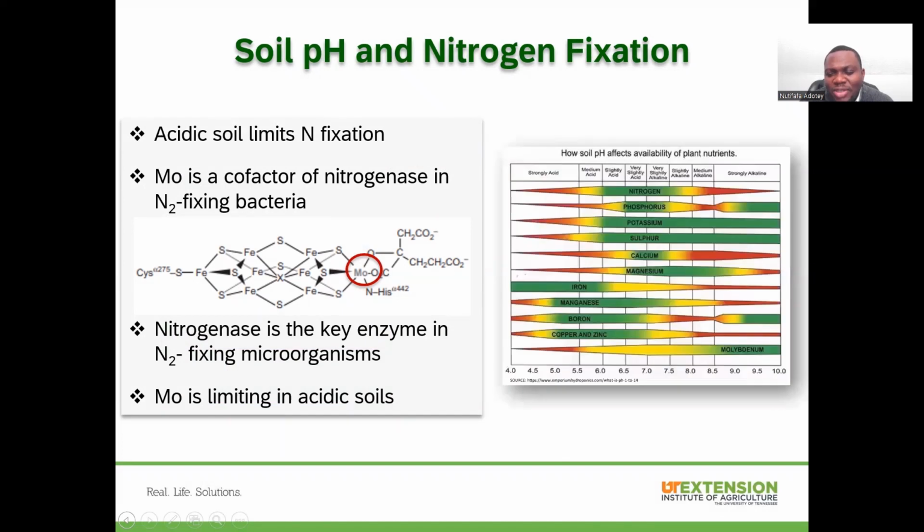And when we go back to this chart here, we look at the lower chart, we realize that at low pH, even at pHs of 7, you start seeing molybdenum deficiency. So in acid soils, molybdenum is deficient. And because it's deficient, the plant is not able to get the optimum nitrogen that it needs. So you can see a decline in overall plant performance.